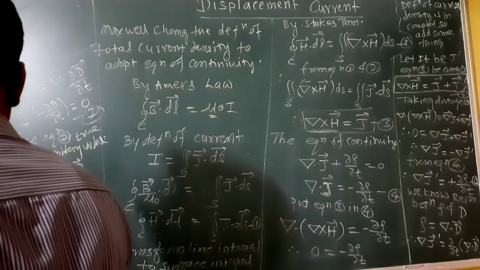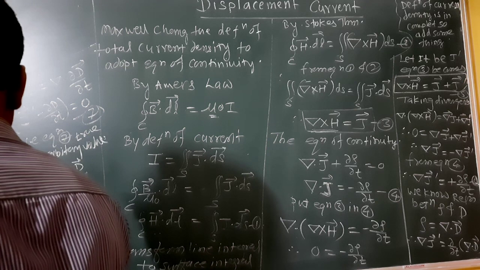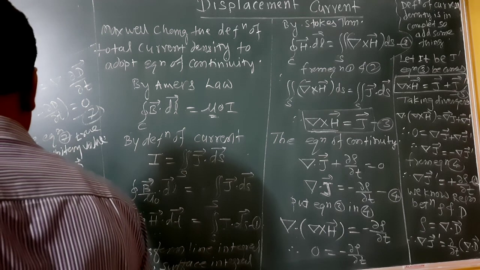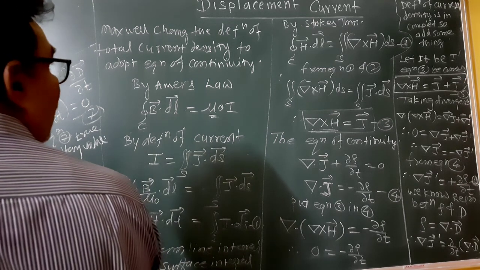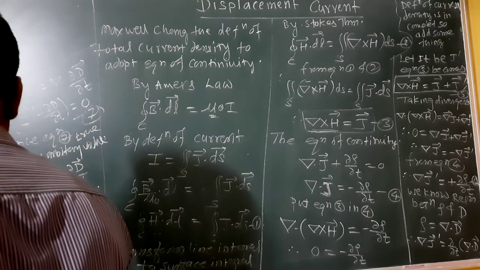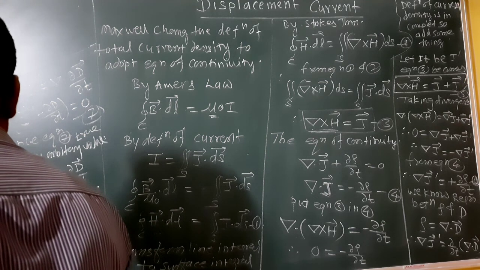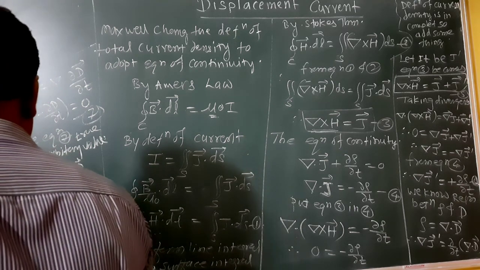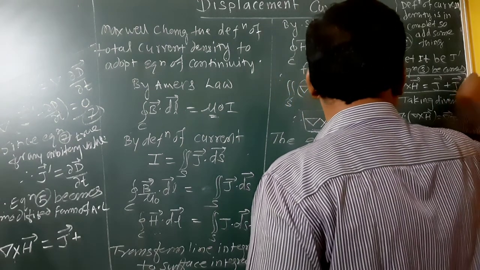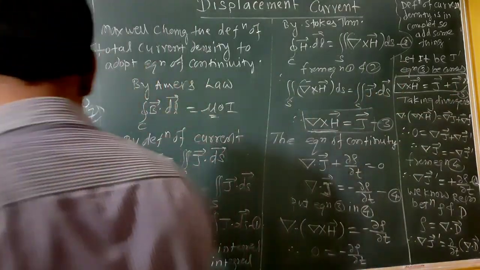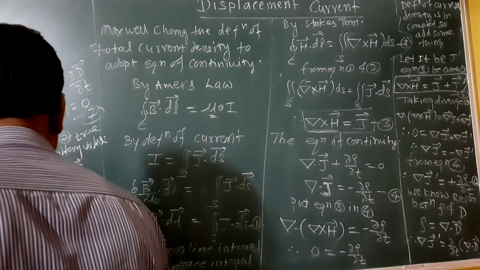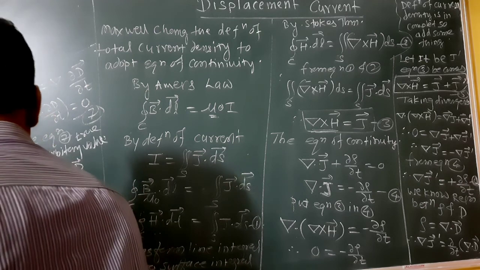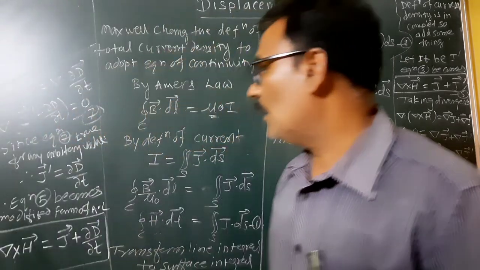Therefore equation 5, the modified form of Ampere's law, that is curl of H bar is equal to J bar plus J bar dash. What is the value of J bar dash here? J bar dash is nothing but dou D bar by dou t, and this is Maxwell's fourth equation.